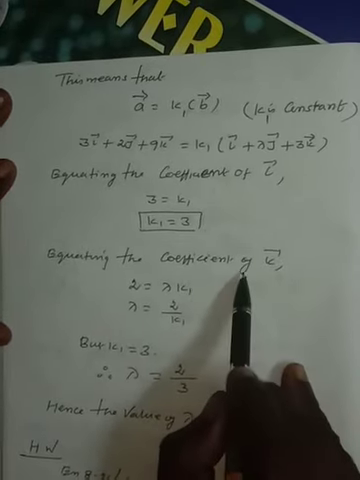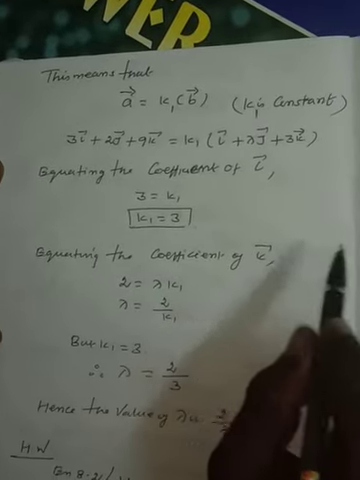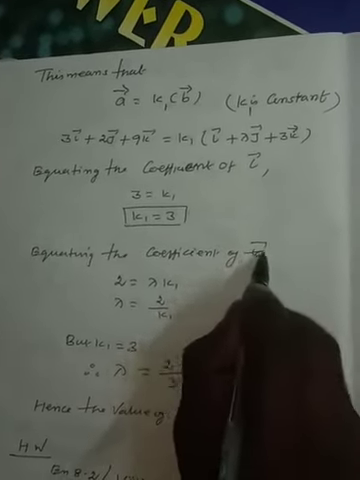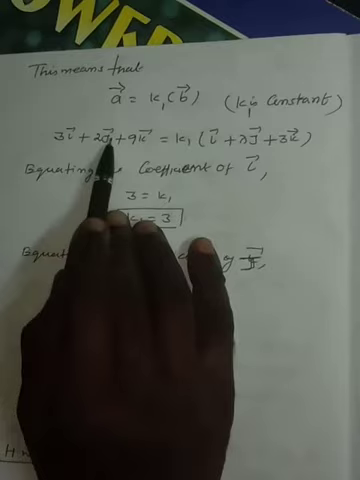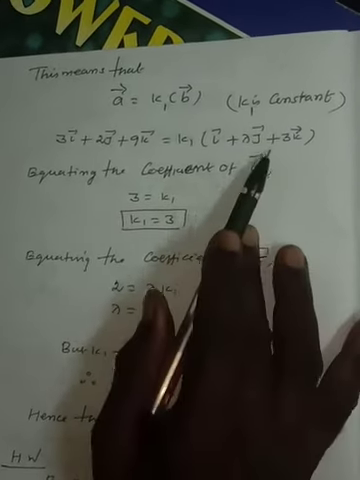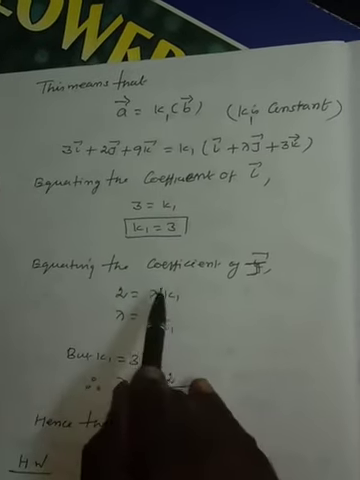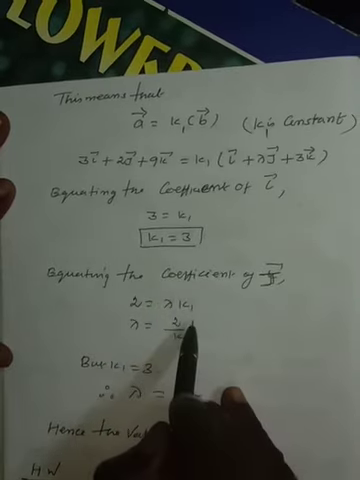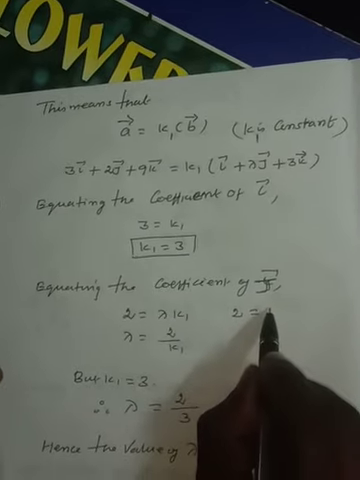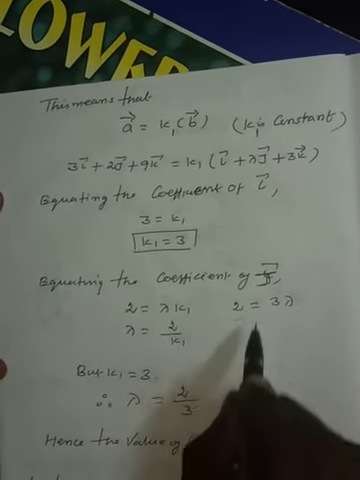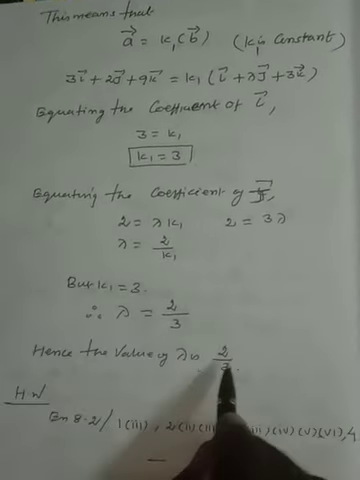Equating the coefficient of j vector, the coefficient on the left hand side is 2, and on the right hand side the coefficient of j vector is lambda into k1. But k1 is already known to be 3. So 2 is equal to 3 lambda. Now lambda is equal to 2 divided by 3. Hence the value of lambda is 2 divided by 3.